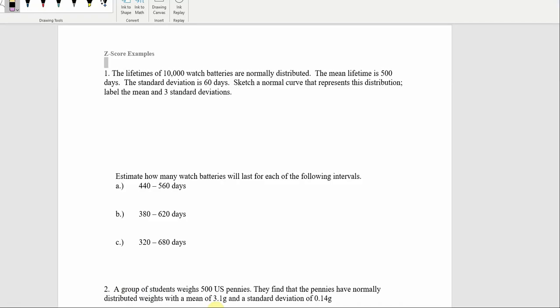So now we're going to go over to the example and look at number 1. It says the lifetimes of 10,000 watch batteries are normally distributed. The mean lifetime is 500 days. So we've got a mu of 500 and a standard deviation of 60, and it's normally distributed. Another way of writing this distribution is a capital N.